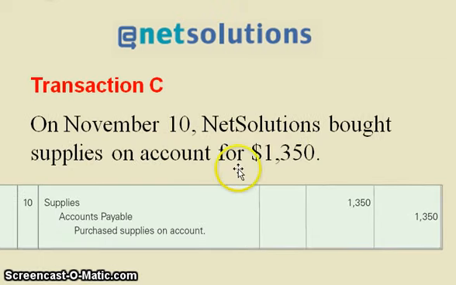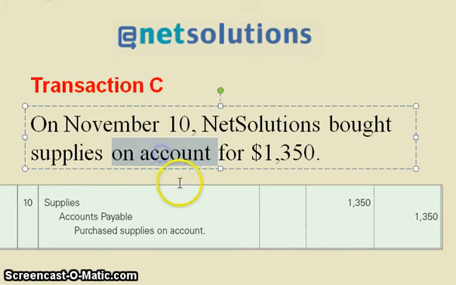There's another one. NetSolutions bought supplies on account for $1,350. Now, here are some magic words here. If you see the words on account, pay special attention, because on account means you're dealing with an accounts receivable or an accounts payable. Well, in this case, you bought supplies on account, so you owe somebody $1,350. When you owe somebody something, that's an accounts payable.